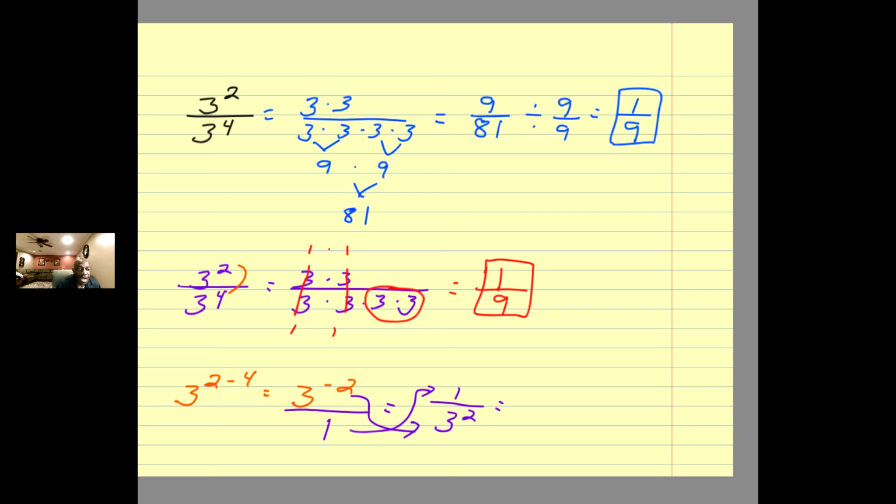Now, you have 1 over 3 to the second. What does that mean? 1 over 9. You end up with the exact same answer that you got here and up here. All of them match. All right? Very good.